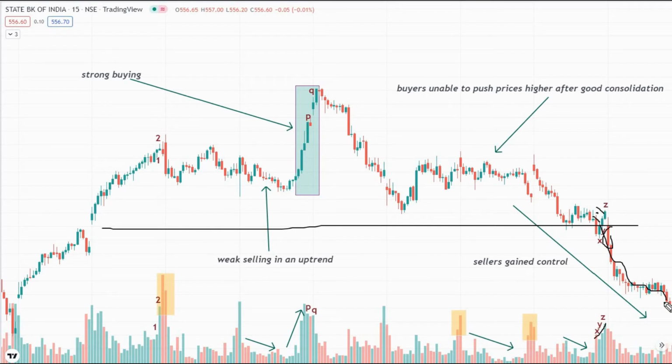Okay, so I hope you got some valuable information in the price and volume analysis relationship. Now we will add the market structure and look for potential low risk high reward trade setups.